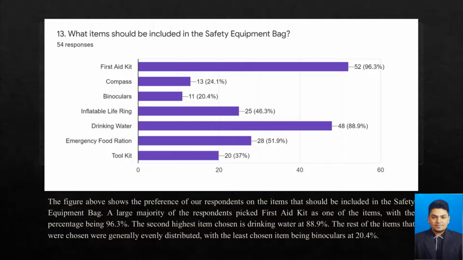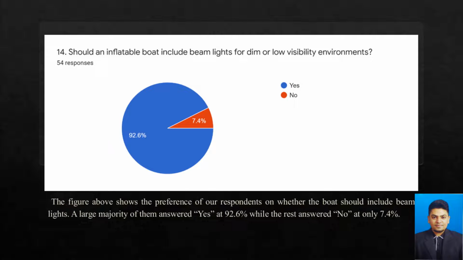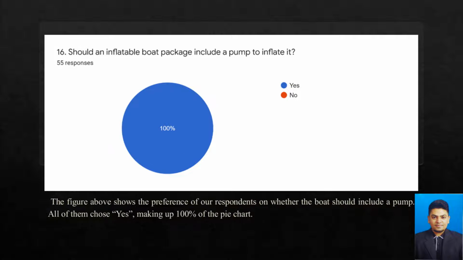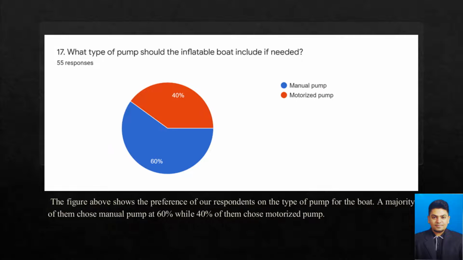In this figure, anything exceeding 50% margin would be considered to be essential items to be included in the safety bag of the inflatable boat. The items that meet this criteria, according to our respondents, are first aid kit, drinking water, and the emergency food rations. In this figure, most of our respondents said the boat should include beam light. In this figure, our respondents said a winch and rope is not necessary. This figure shows that the respondents want a manual pump. This figure shows that a pump needs to be included.